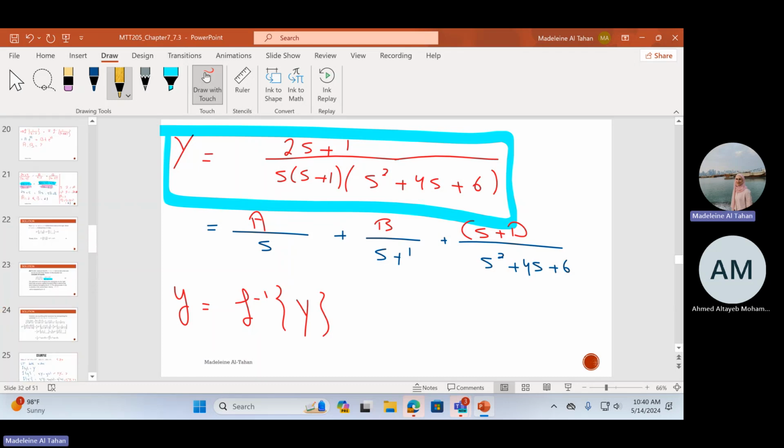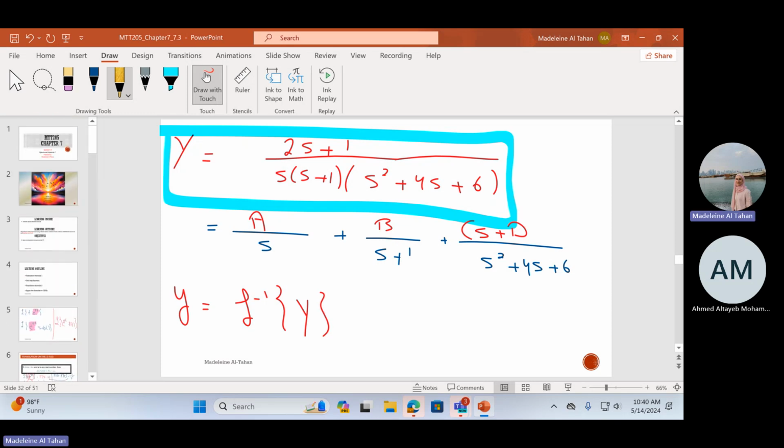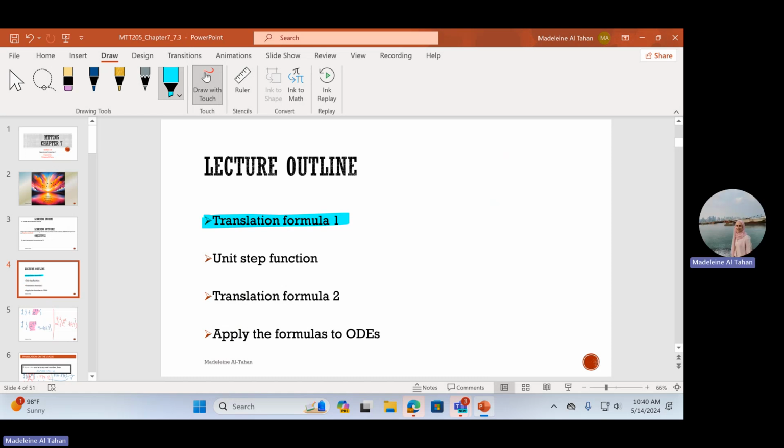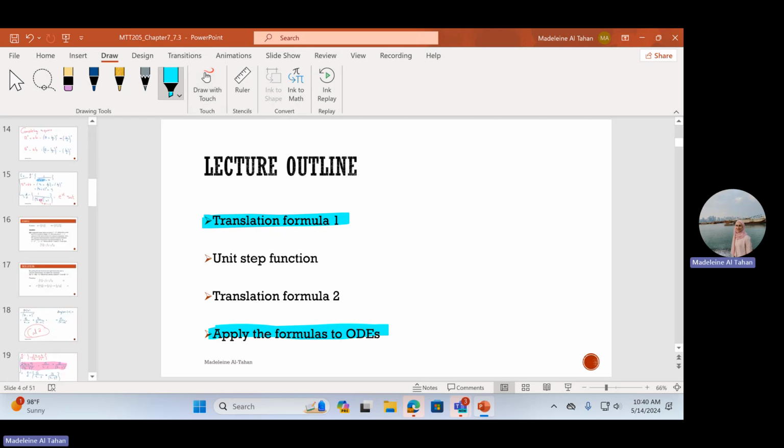Let's go back to our outline. So what we are done with now, we are done with translation formula 1, the Laplace of it, and the inverse Laplace of it, and we applied it to the equations. What's still in this section? Yeah. We still have the translation formula.